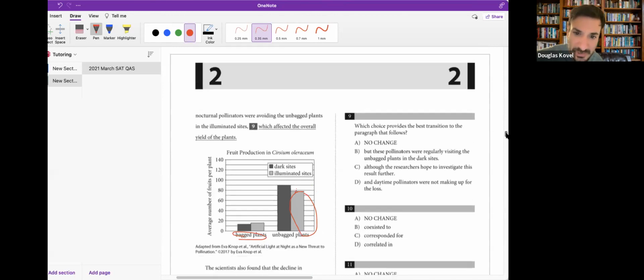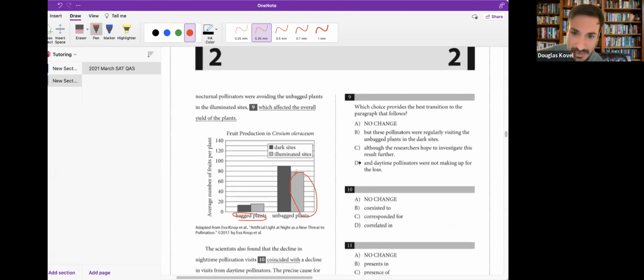So the only choice that really seems to lead into the next paragraph well is D, because you see they talk about the daytime pollinators. If I look at A, which affected yield of plants, I think we already learned that in this paragraph, so it doesn't really lead into the next paragraph. B, again, gives you something we already kind of talked about, so it's not really related to the next paragraph. And then C, it's not really related directly to the next paragraph, and it's kind of vague. So D is the only one that mentions something very specific from the next paragraph.